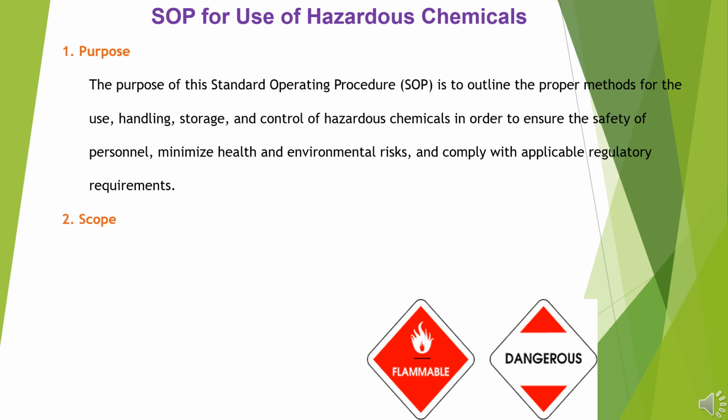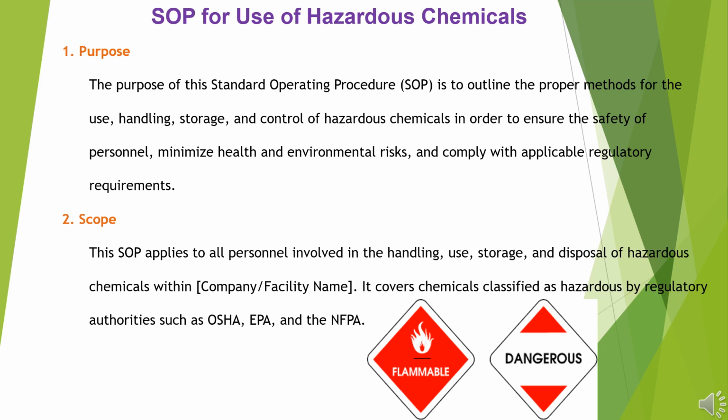2. Scope. This SOP applies to all personnel involved in the handling, use, storage, and disposal of hazardous chemicals within company/facility name. It covers chemicals classified as hazardous by regulatory authorities such as OSHA, EPA, and the NFPA.